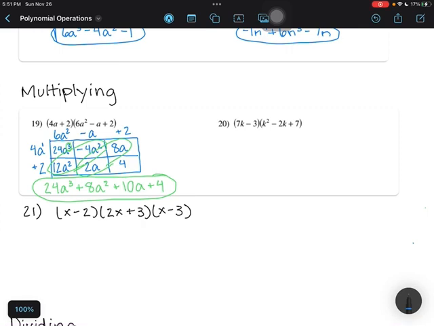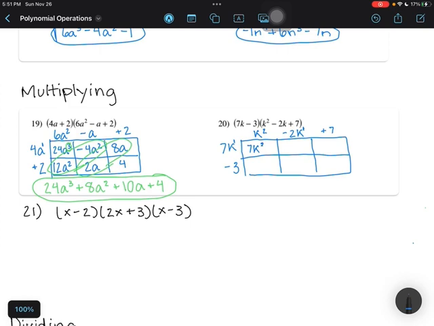So for problem 20, we can do the same exact thing. Just showing you what it looks like again. So we have 2 on one side and 3 on the top. I label the side with 7k minus 3, the top with k squared minus 2k plus 7, and then I multiply to get what's in each box. So remember, these k's have those invisible exponents of 1. So k squared times 7k would be 7k to the third.